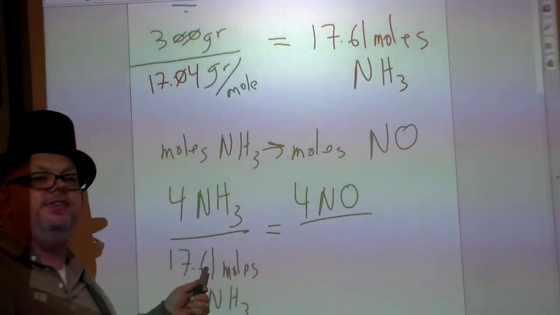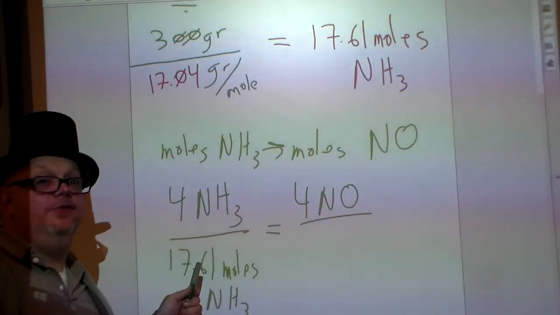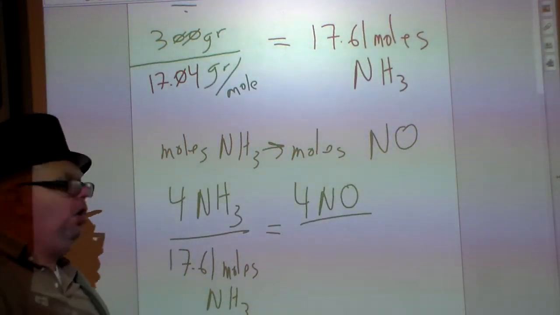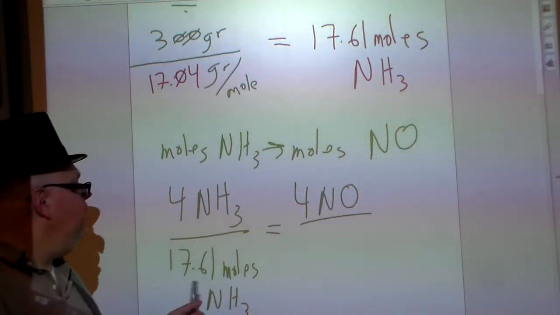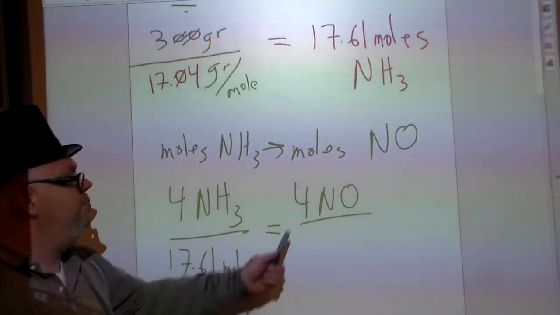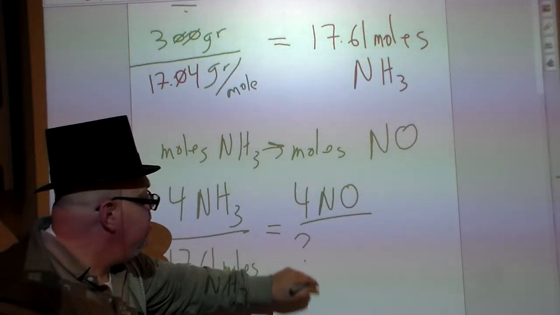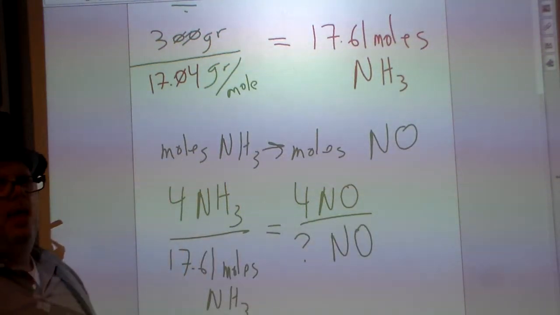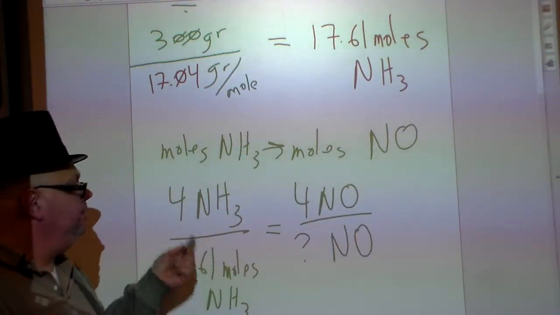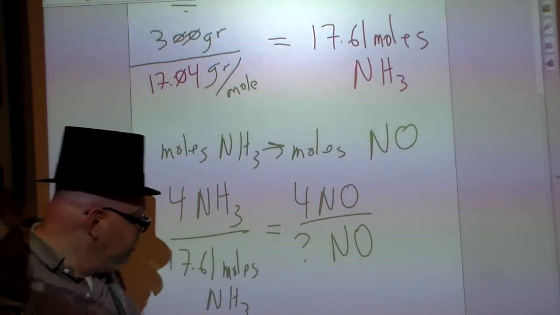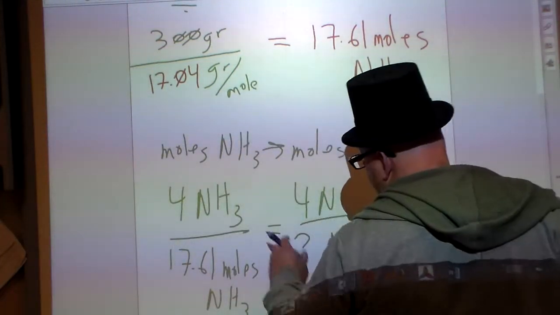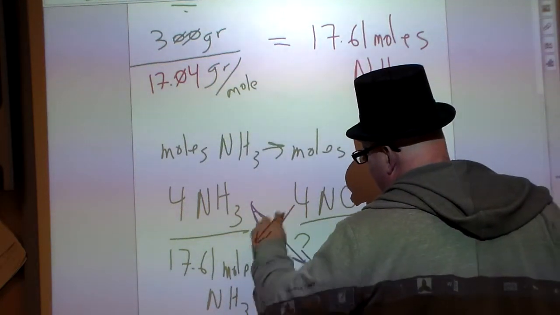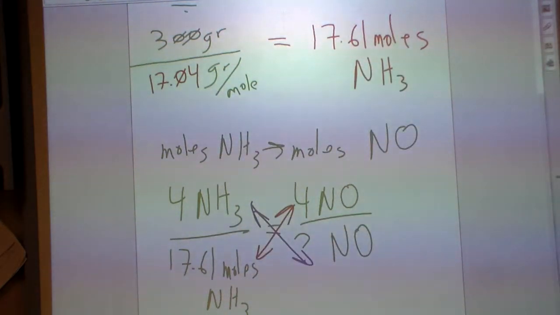Now remember the idea, this is a ratio. It's like saying for every 1 car, you need 4 tires for the 1 car. And that's what we've got here. For every 4 of these NH3s, we get 4 of these NOs. So how many moles of NO are we going to get? Well, this is going to be pretty straightforward because it's a ratio, and you can go ahead and cross-multiply and divide. You can do that.